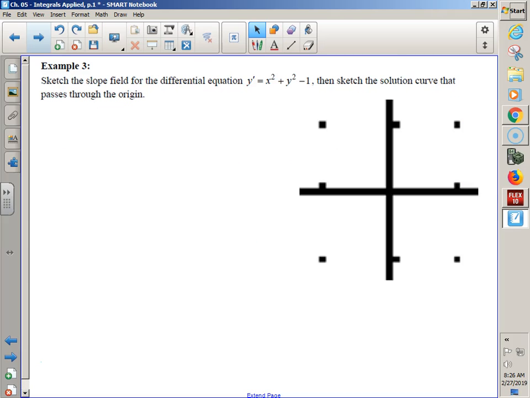So example 3, you guys busted out real fast. Why real fast? There are only 9 points. You guys practice without me explaining it. Get a slope field. Oh yeah, it says sketch a solution curve through the origin. 9 points. Ready, set, go.